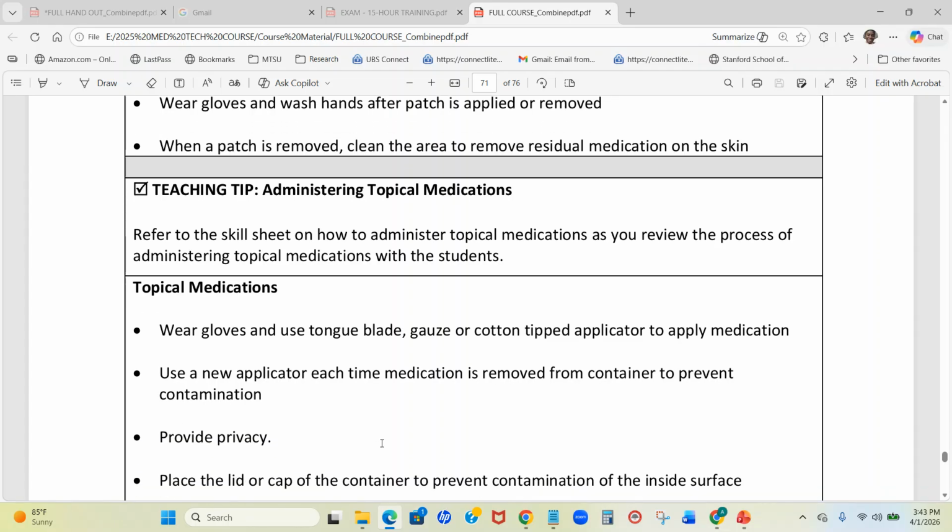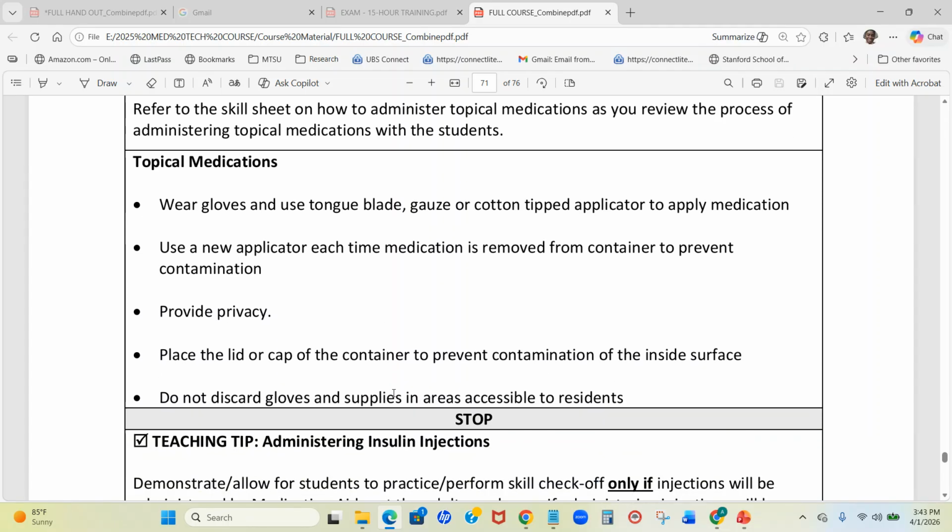All right. So topical medication. You always want to wear your gloves. Use tongue blade, gauze, cotton tips, applicator to apply medication. So there might be a skin scratch, some skin tear. Okay. Use a new applicator each time medication is removed from the container to prevent contamination. Don't use the one that you've already used and put it back into that medication container again.